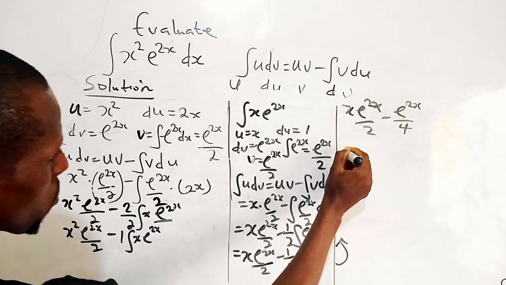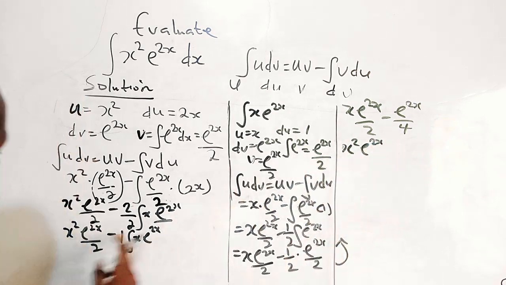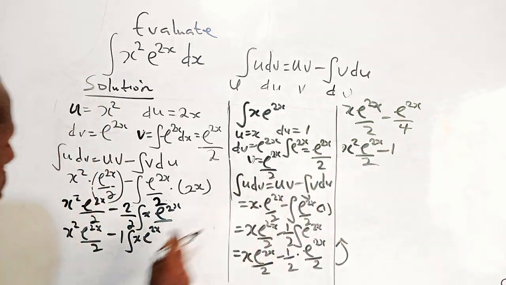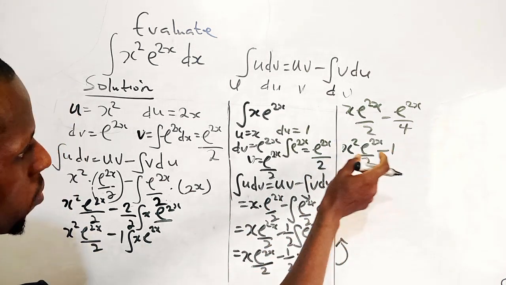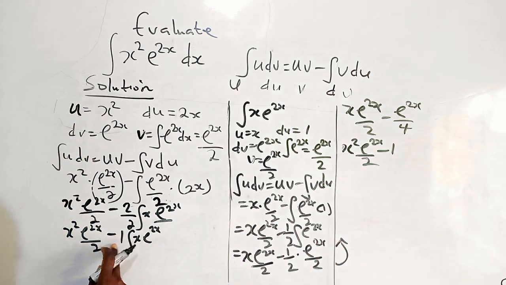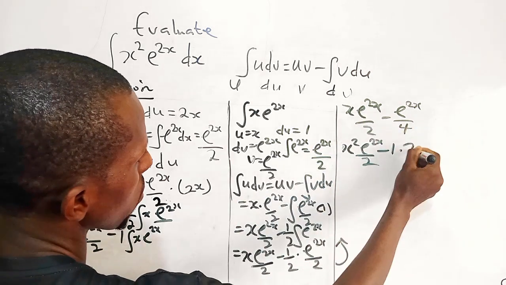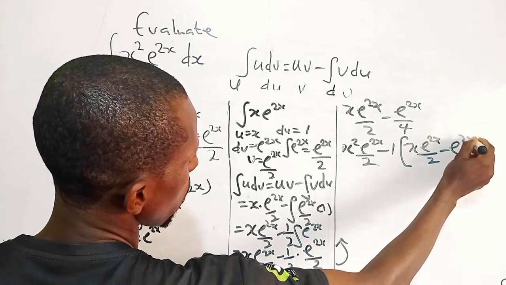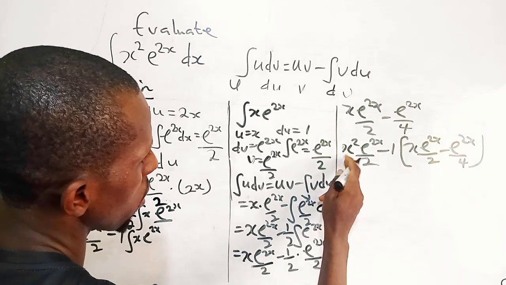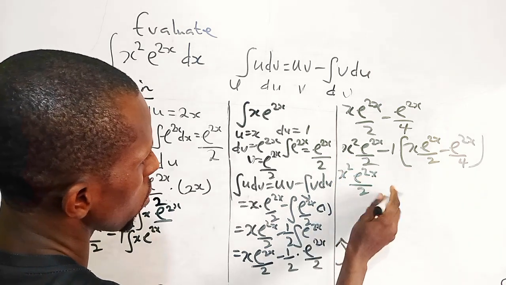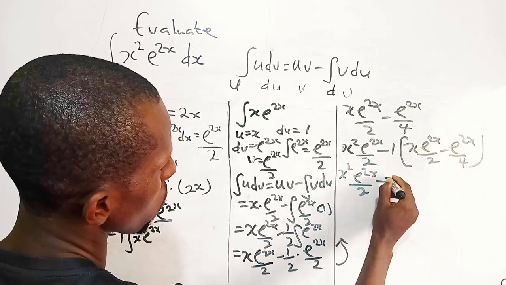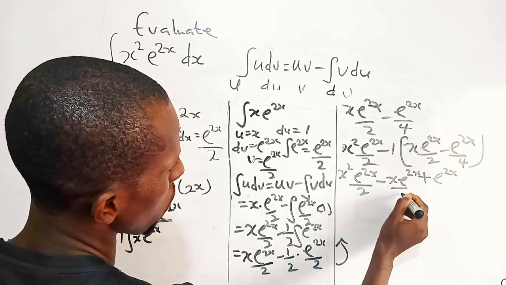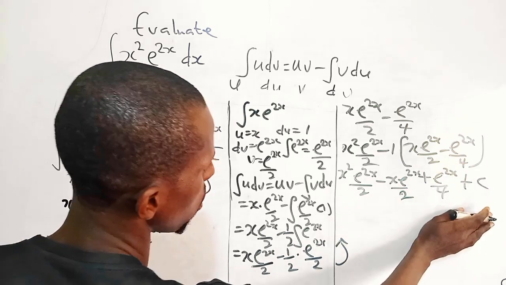So from here, we have x squared times exponential 2x over 2 minus 1 times the integral, this is the result. So we multiply this with this, so we have here minus 1 times x exponential 2x over 2 minus exponential 2x over 4. So when you open up, you have x squared exponential 2x over 2. When you multiply this with this, you have minus x exponential 2x, and when you multiply this with this, you have plus exponential 2x. This one is over 2, don't forget, this one is over 4, plus c.